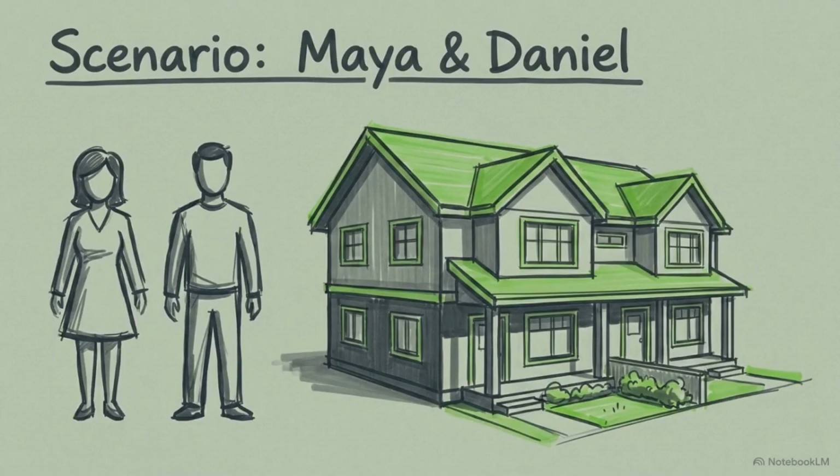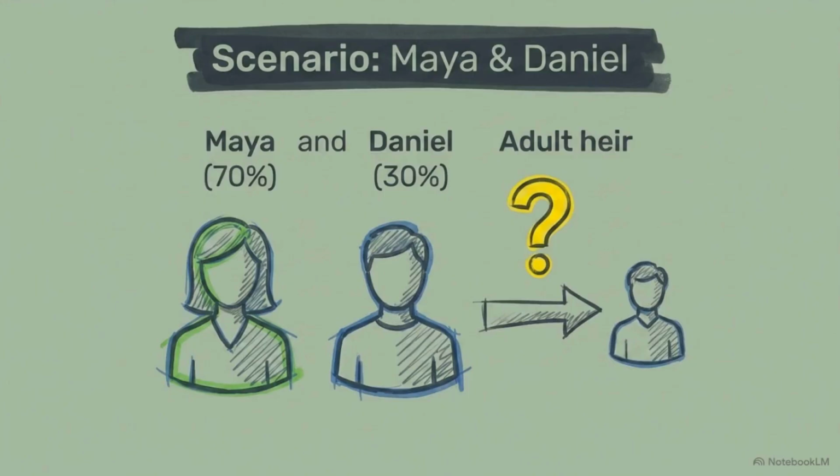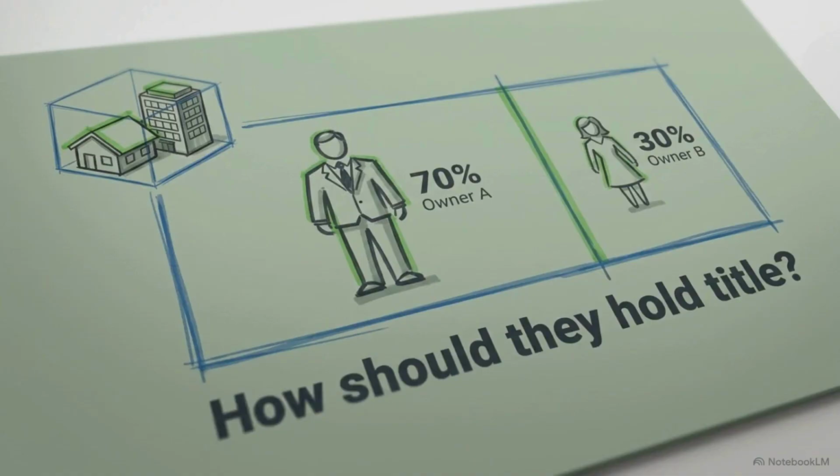Let's test this with a scenario. Maya and Daniel are buying a duplex. Maya will own 70% and Daniel will own 30%. Daniel wants to ensure his share goes to his daughter when he dies. Based on what we've covered, how should they hold title?